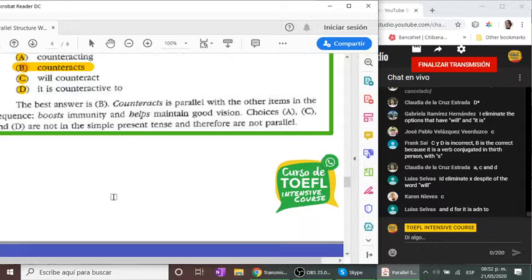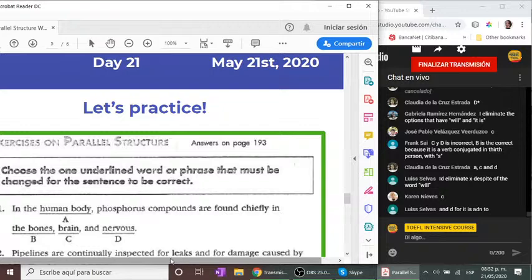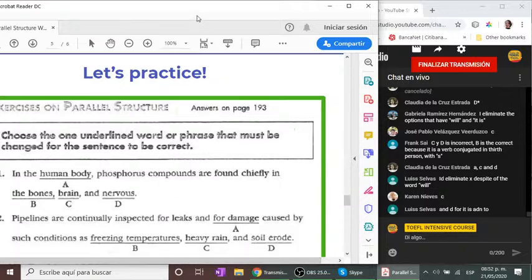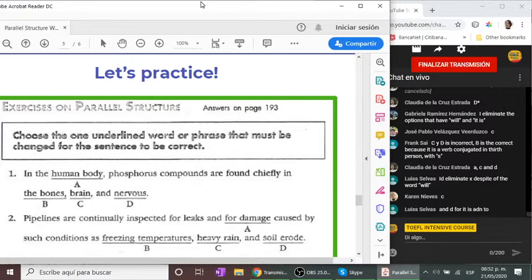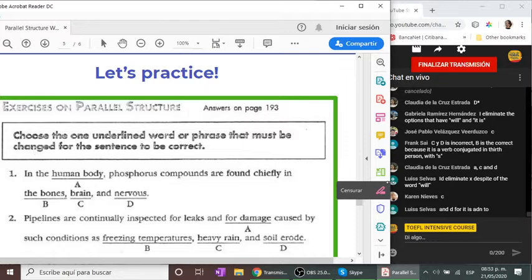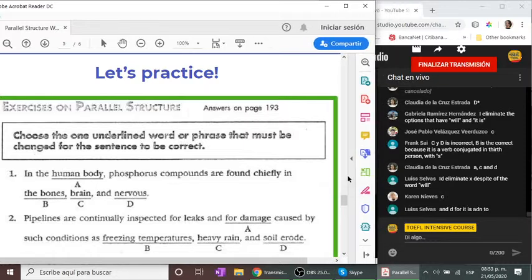Okay, so now guys, we will work together with one activity of real TOEFL examples. And the most interesting thing is that we will do it with timing. Something that can steal a lot of time from you is trying to trust yourself.